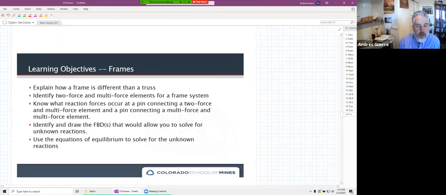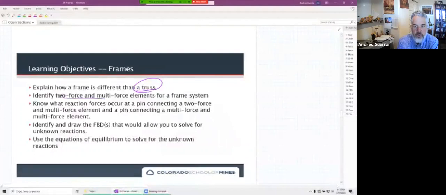One of our learning objectives is to explain how a frame is different than a truss. So we're already comparing it to something that we've done before, and so it'll solidify our understanding of trusses. Identifying two-force and multi-force elements. We actually already had this learning objective before, so this is something that we will solidify our understanding of. I see a question here about the exam, how many questions? There will be 20 questions, just like the first exam.